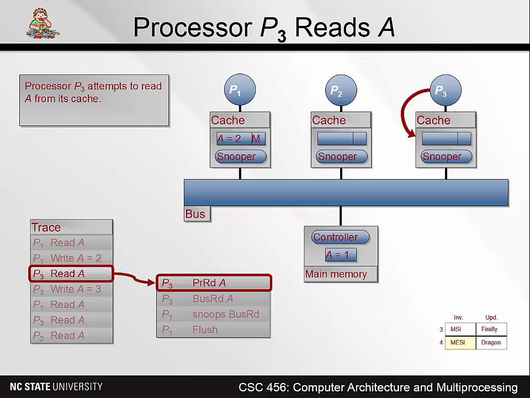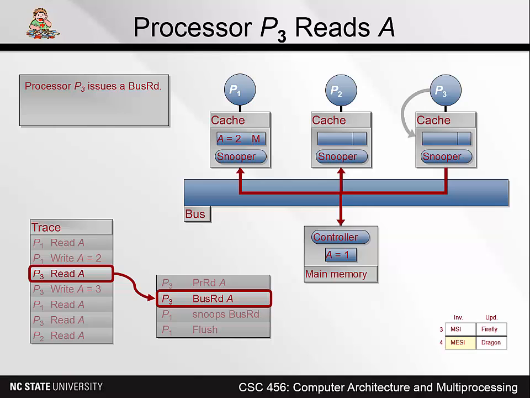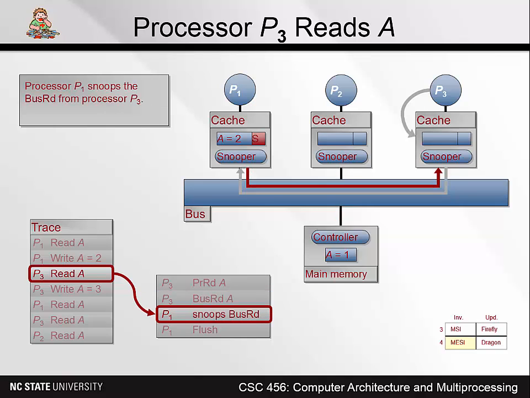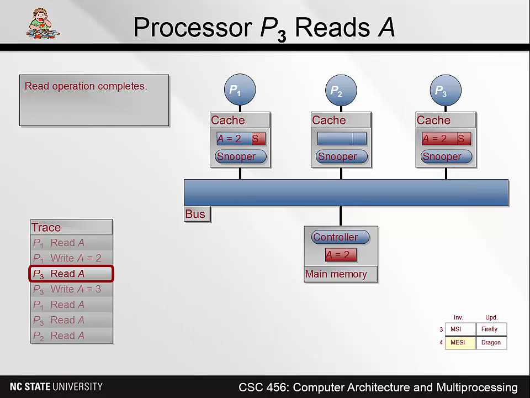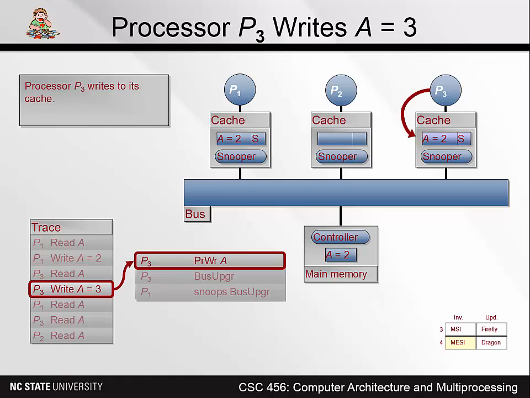Now P3 tries to read A. This causes a cache miss, so a bus read is issued. P1 snoops the read and changes its state to S. P1 flushes the block across the bus where it is picked up by main memory and P3. Then the read operation completes.